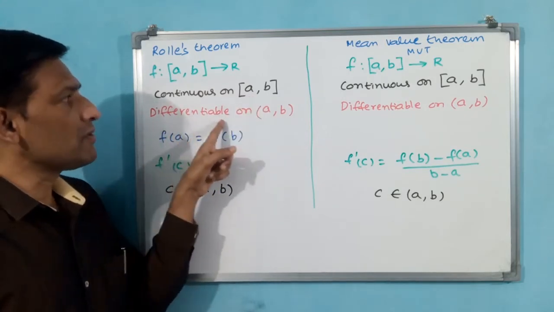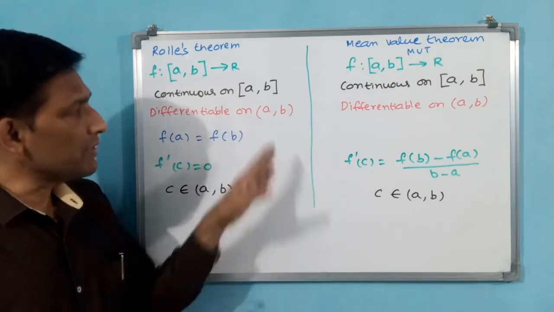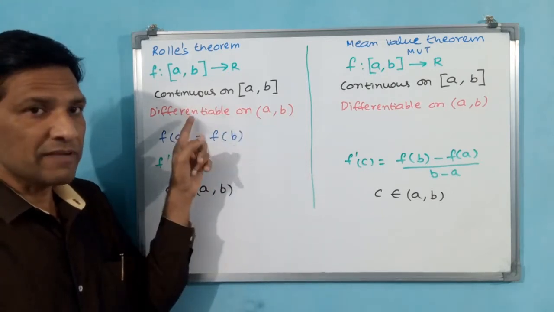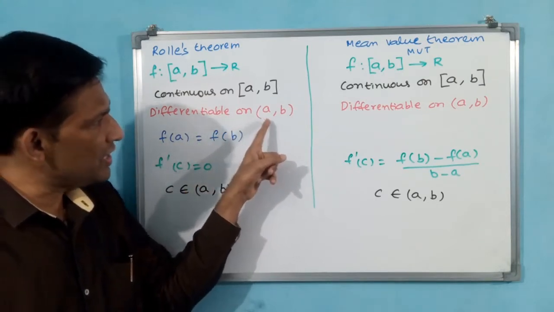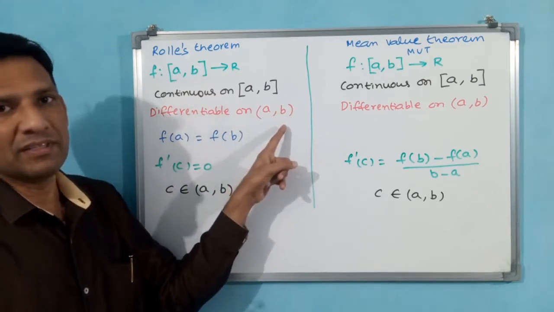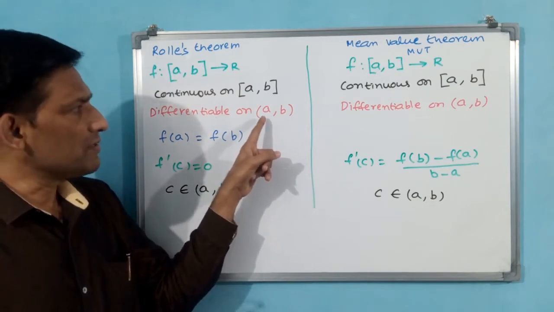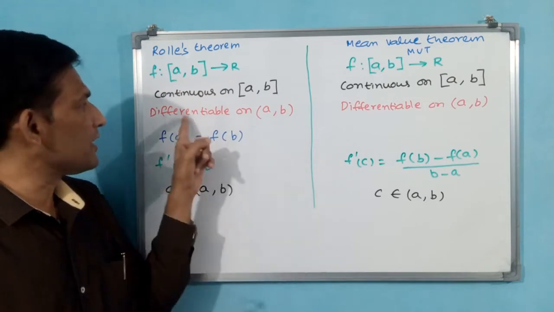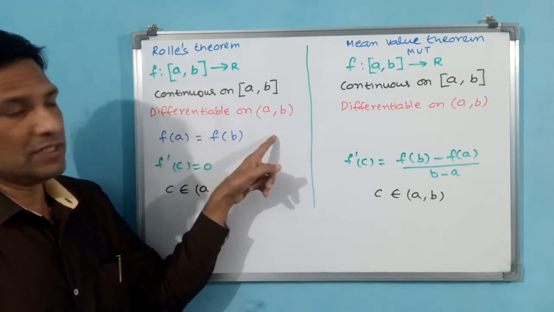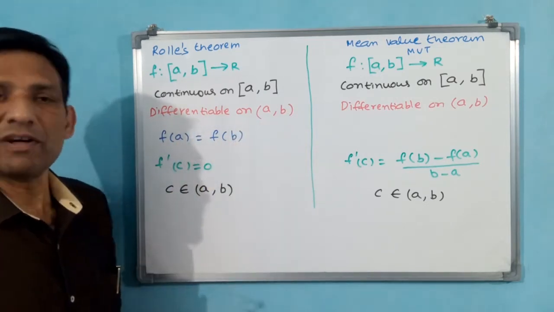Function is continuous on the closed interval [a, b]. Function is differentiable on the open interval (a, b). That means on a it is not differentiable, and on b it is not differentiable. Why? Because x is greater than a and less than b, that means from a to b, but a and b should not be included when an open interval comes. Okay, the function is differentiable.